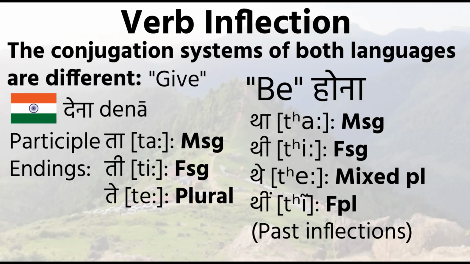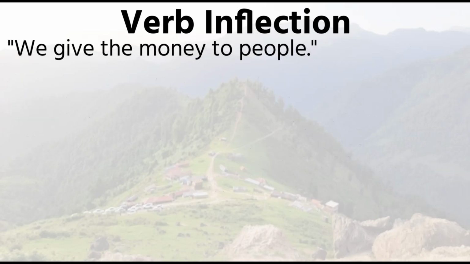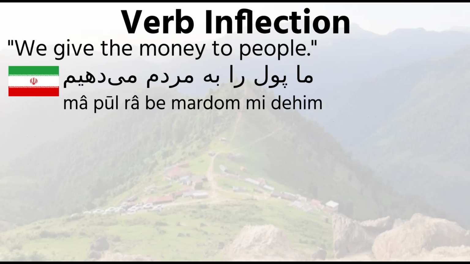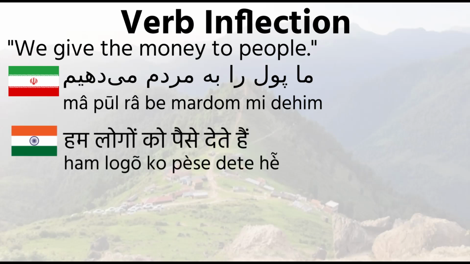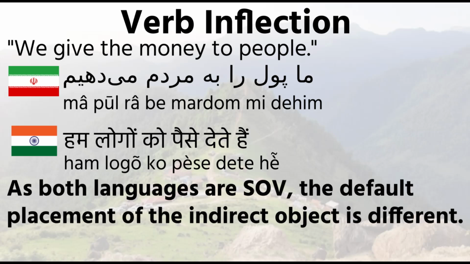Let's look at these inflections in context. This sentence means we give the money to people. In Persian, ما پول را به مردم می دهیم. And in Hindi, हम लोगों को पैसे देते हैं. As both languages are SOV, as I stated earlier, the default placement of the indirect object is different.